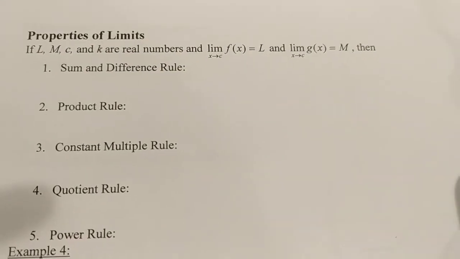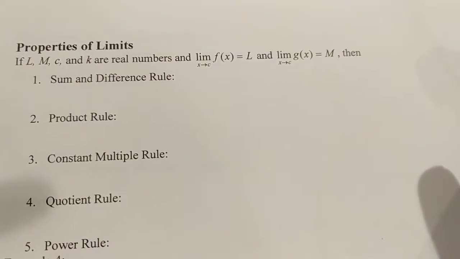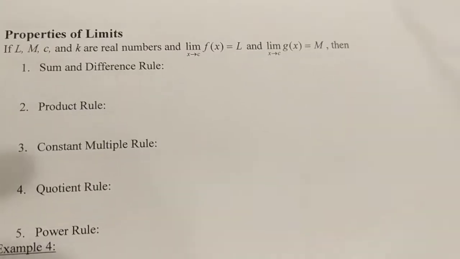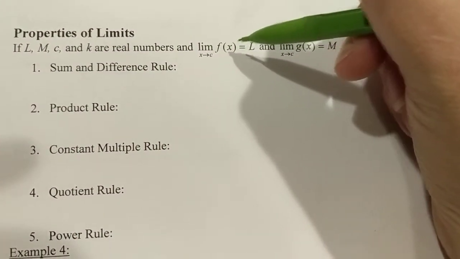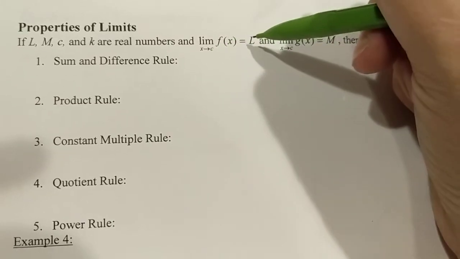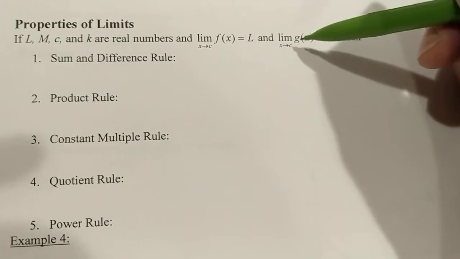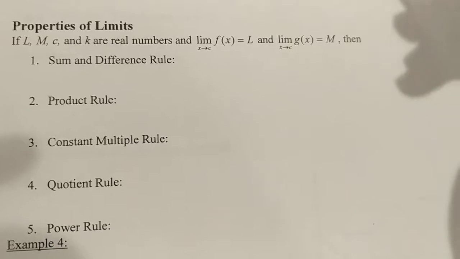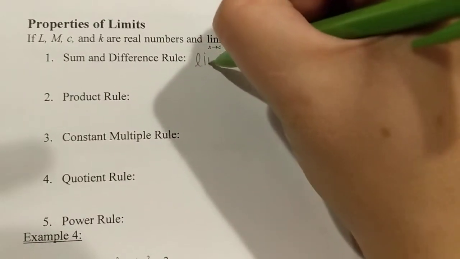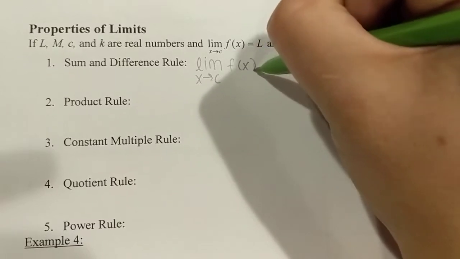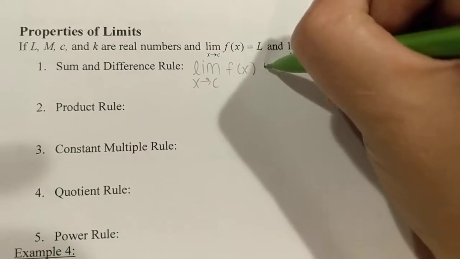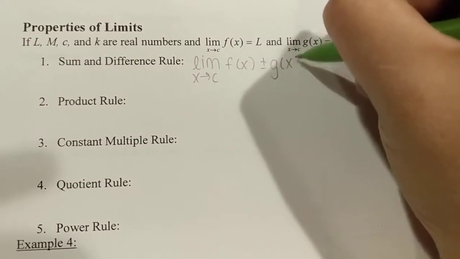All right, some properties of limits that we need to know. The first one is the sum and difference rule. The sum and difference rule just says if I have some limits here, and it says limit of f of x as x approaches c is L, and the limit of g of x as x approaches c is m. If I decided I wanted to do the limit of f of x plus or minus g of x.